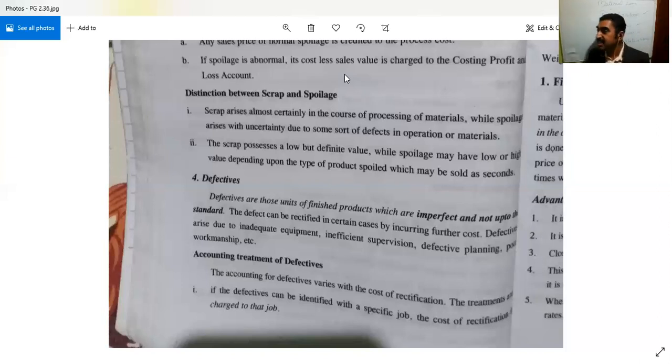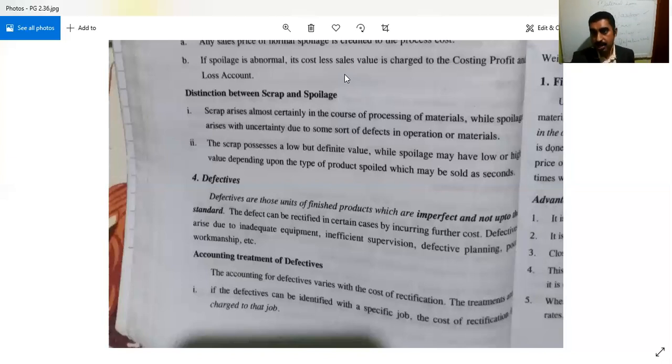ഇപ്പൊ ഞാൻ പറയുകയാണെങ്കിൽ സിറിഞ്ച് പ്രൊഡക്ഷൻ എന്ന് പറഞ്ഞാൽ അതിന്റെ മോൾഡ് ചെയ്യുമ്പോൾ ചിലപ്പോൾ അതിന്റെ ഷേപ്പോ അല്ലെങ്കിൽ ഒറിജിനൽ ക്വാണ്ടിറ്റിയോ വളഞ്ഞുപോകാം. അപ്പൊ അതെന്താ? ദാറ്റ് ഈസ് ദ ഡിഫക്റ്റീവ് വർക്ക്. Such a defect can be rectified in certain cases by incurring further cost also. So, defective arises due to inadequate equipment, inefficient supervision.